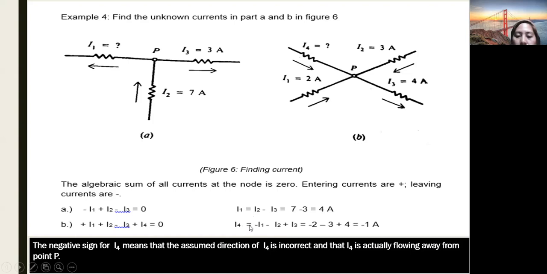So I4, so actually, let's see first. For a while, class, I'm just going to check on something. While I'm checking for the answer, please try to reflect on the given slide.